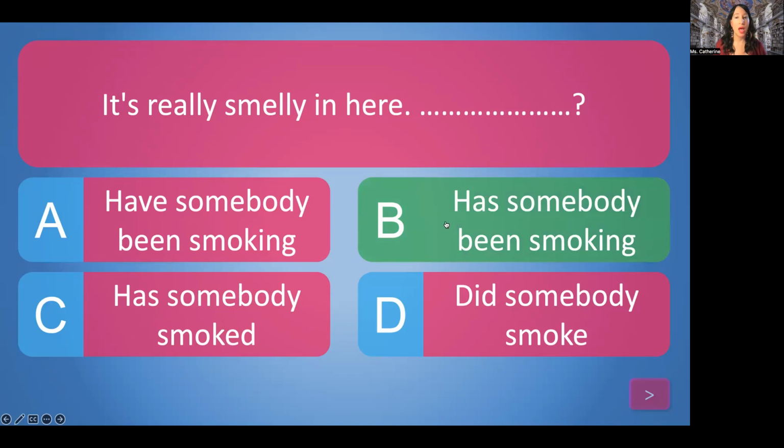Okay, so has somebody been smoking? This would be the present perfect continuous. Ooh, that's a mouthful. It's really smelly in here. Ooh, has somebody been smoking? Uh-oh. Okay, great job, everyone. And if not, just go back to the review or previous class lessons.